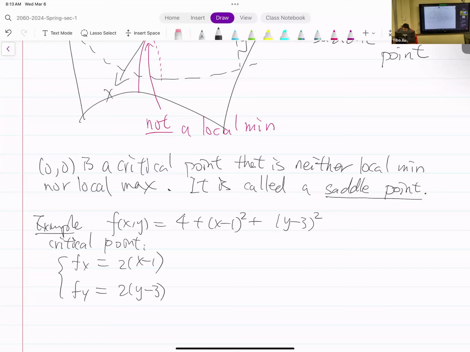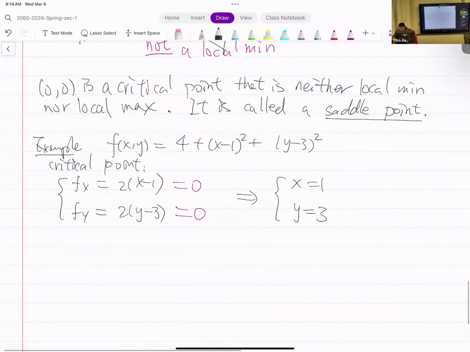That's a derivative. And then you have to fix them to be zeros. And this gives you the system of equations. So here 2x minus 1 equals 0, so x must be 1. And then y, in the second equation, you can deduce that it must be 3.